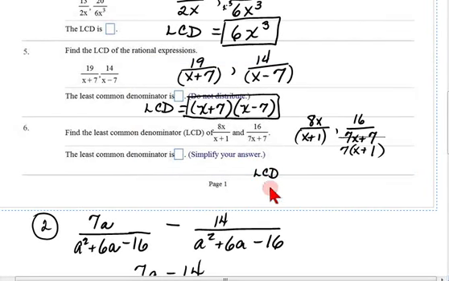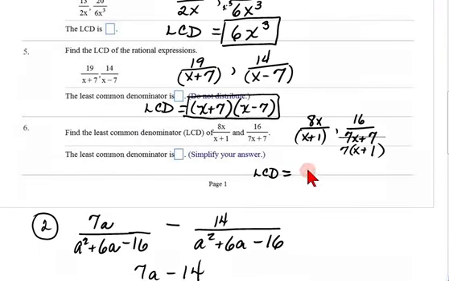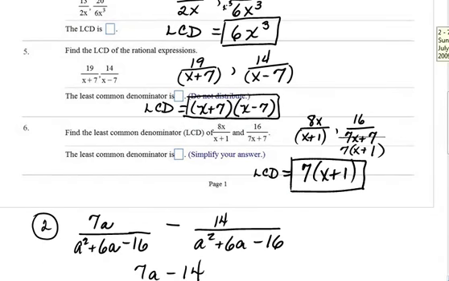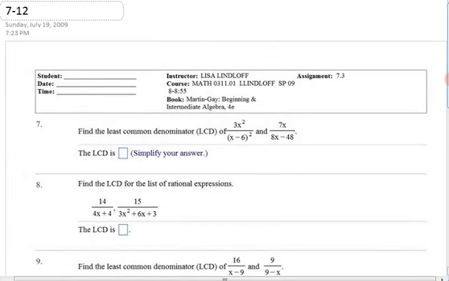The LCD, we're back. 7 times x plus 1. Is that okay? One of every different kind of factor. All right, let's go to the rest of the problems. All right, this is problem number 7, and I'm supposed to find the least common denominator for.